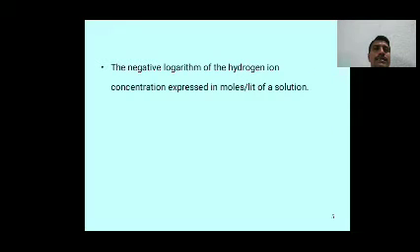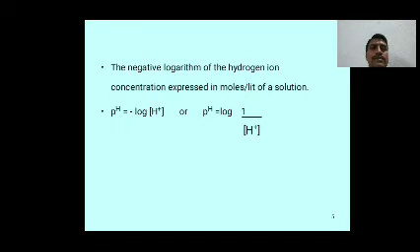What is pH? The negative logarithm of the hydrogen ion concentration expressed in moles per liter of a solution is called pH. pH is equal to minus log H plus ion concentration, or pH is equal to log 1 by H plus ion concentration.